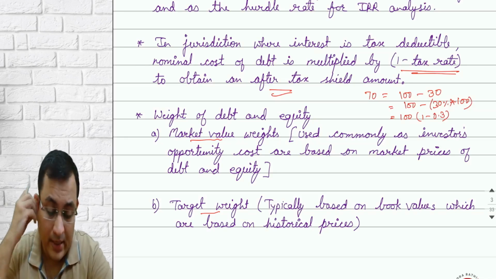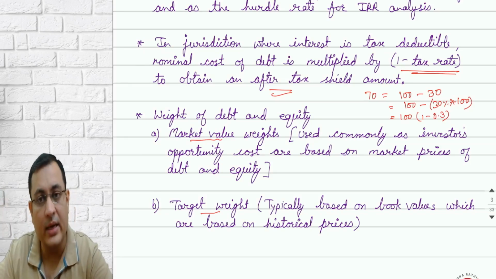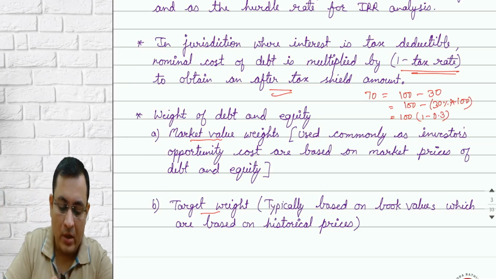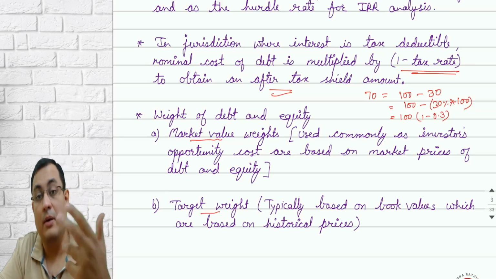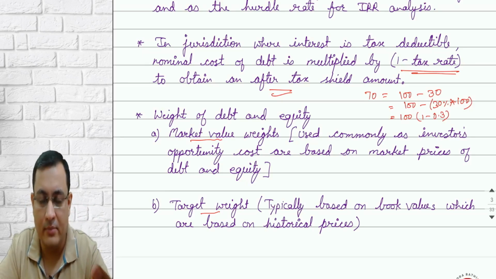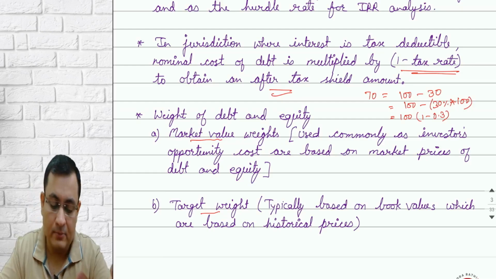So there are justifications for using these target weights, and there are ways to calculate them. But let's continue with this topic, because target weight we will cover in the last part of this capital structure module. So two ways to calculate: first is market value, second is target weight, what the company's management wants to have for their business. The better choice will be market value weights.